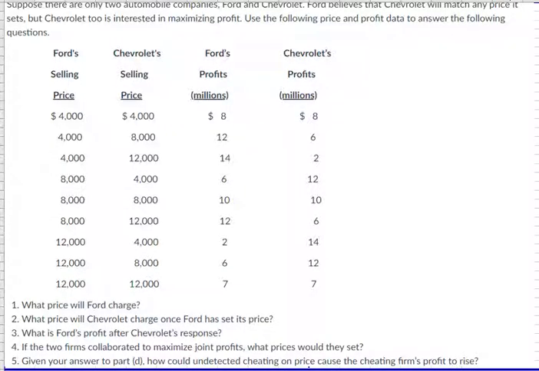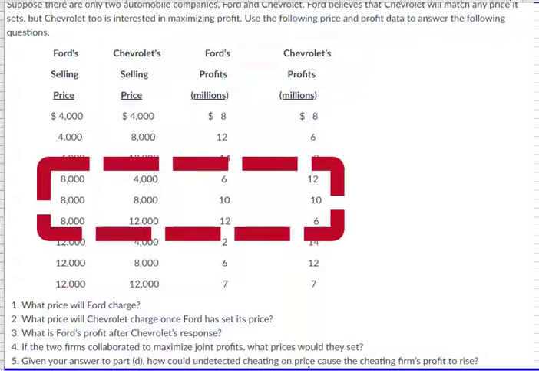What price will Chevy charge now that Ford has set its price? Now remember, Ford is going to choose 8,000. Chevy now knows Ford has chosen 8,000. So what do they do? They know Ford chose 8,000, and now Chevy wants to make the most money possible. This is what we mean by mutual interdependence. So if Ford chooses 8,000, what price will Chevy choose?